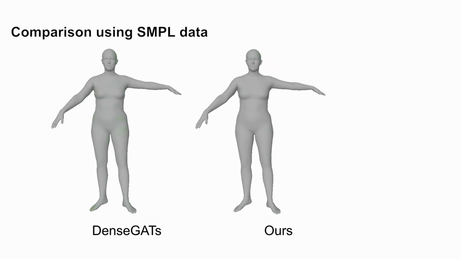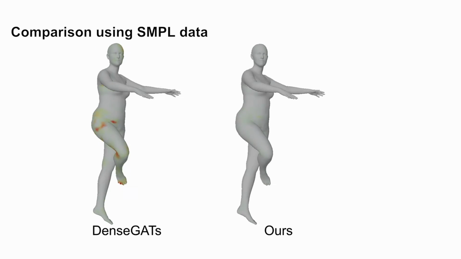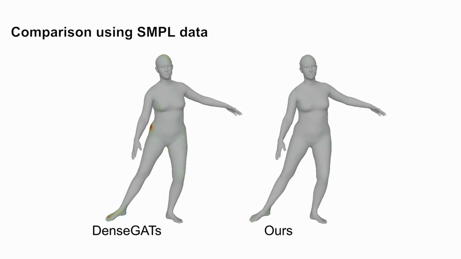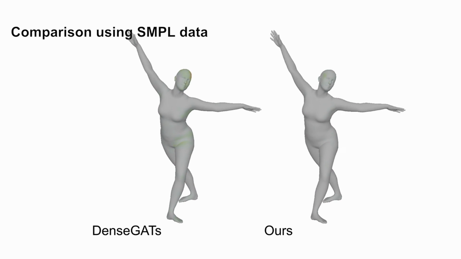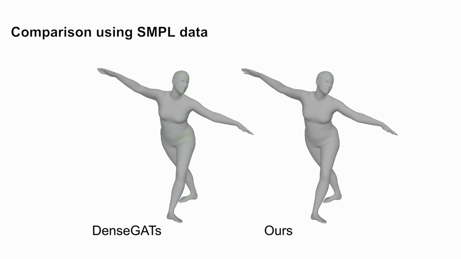Then, we further show the generalization to SMPL bodies. Compared with the other method, our result has more natural deformations in the areas of the base of the thigh and underarm.